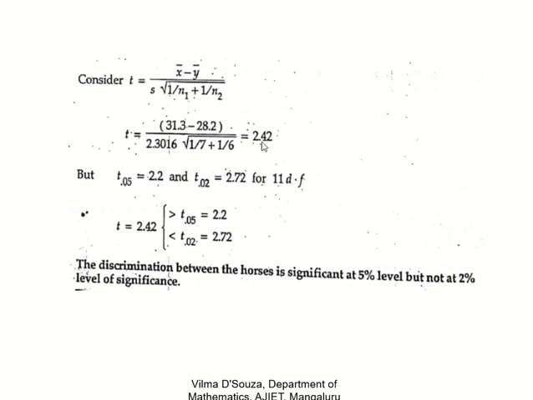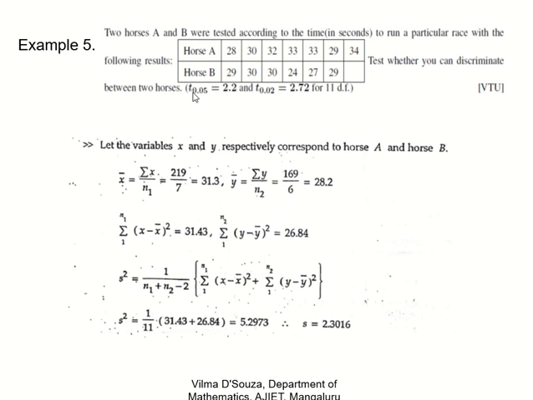So your calculated value of t is greater than t of 0.05 but less than t of 0.02. So the hypothesis is rejected at 5% level of significance and accepted at 2% level of significance. What is the hypothesis you are going to take? Always you are assuming the null hypothesis, that is, there is no difference between the two horses.